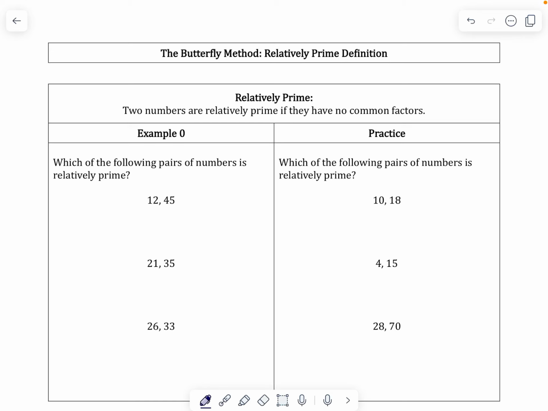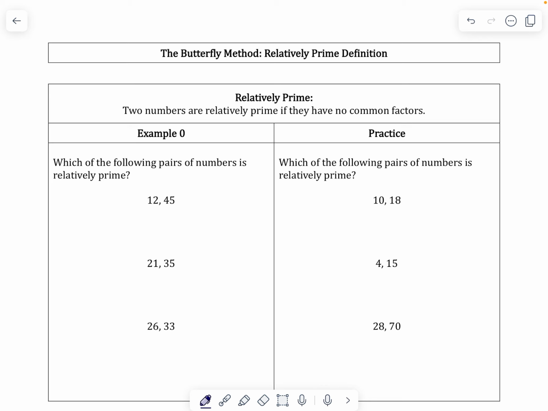The butterfly method is useful when adding and subtracting fractions. However, it has its limitations. Sometimes it may cause more work for us in the end in regards to reducing, and it requires that we multiply larger numbers than we would have had to otherwise.